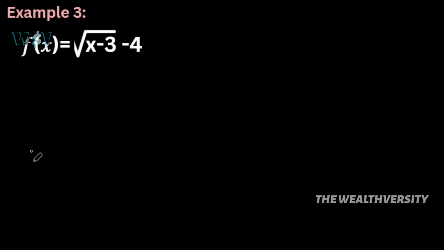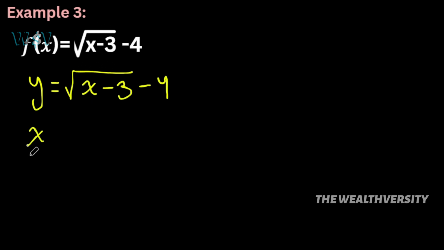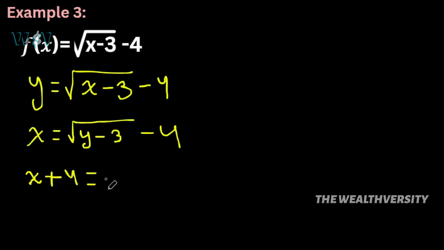Here is another example. We have f of x is equal to the square root of x minus 3 minus 4. As usual, the first step is replacing f of x with y, and the second step is switching x and y, then we isolate for y. To isolate for y, we first add 4 to both sides. So we get x plus 4 is equal to the square root of y minus 3.